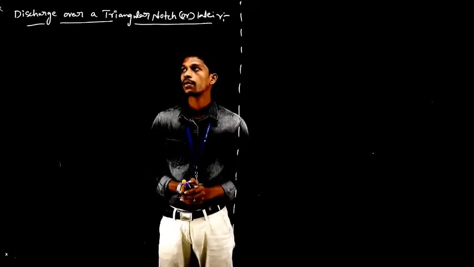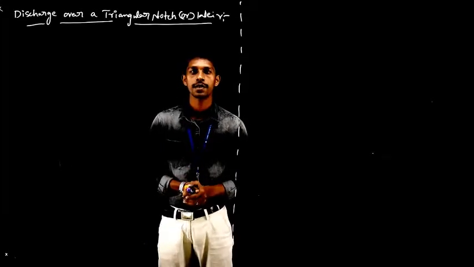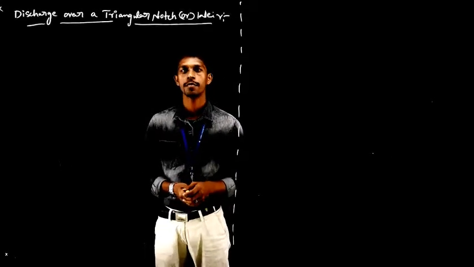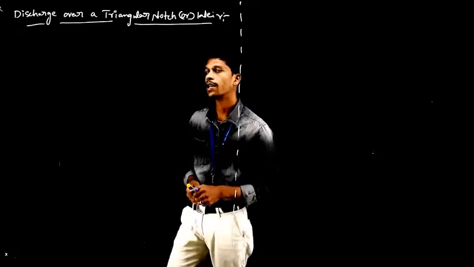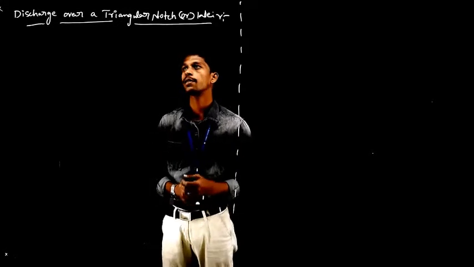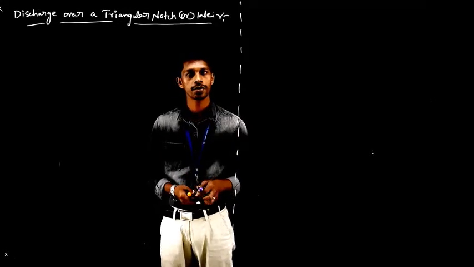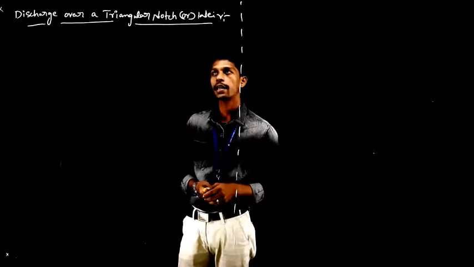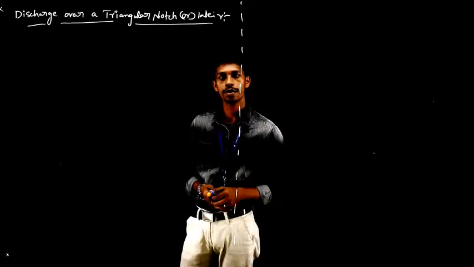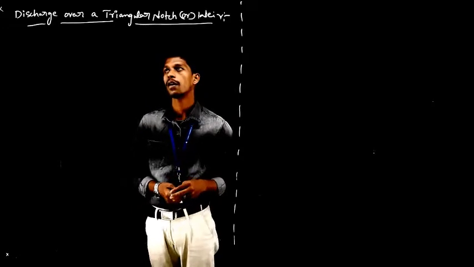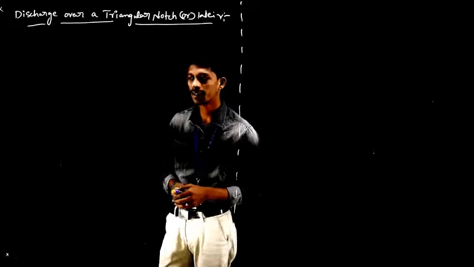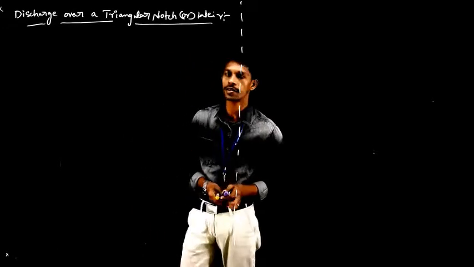Hello students, so this is the next concept we have in discharge measurement through notches and weirs. In the previous session we solved the discharge over a rectangular notch. Now we have the second one here, the triangular notch or weir. When a triangular notch is given, how to find out the discharge? What is the expression for discharge? We will find out in this session.